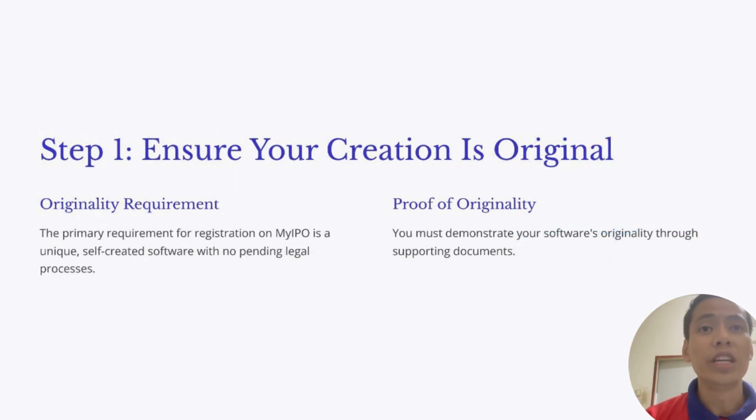Firstly, you need to have your own creation. The main condition to register on MyIPO is to have a clear self-created product or software without any pending important process.